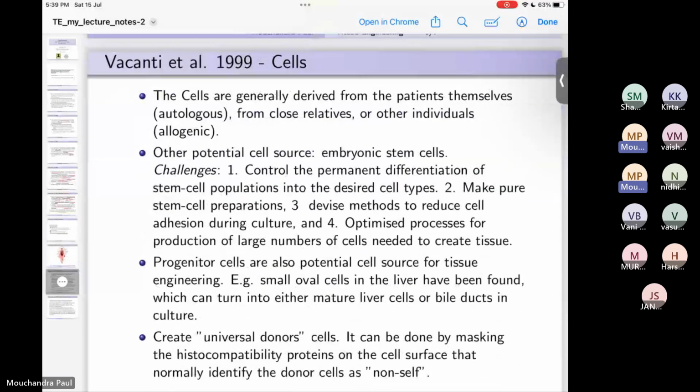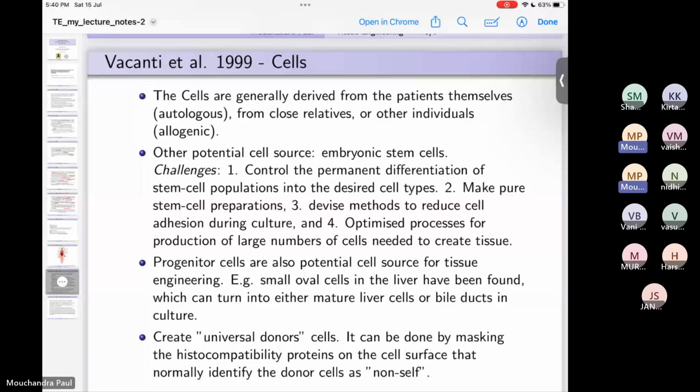Now for some applications, the matrix alone is sufficient. All right, say for bones, if you make a matrix that has very good mechanical properties matching those of natural bone, and it is biodegradable, and also the material is such that cells can easily adhere to it, if these factors are met, then it is sufficient for healing of the bone.